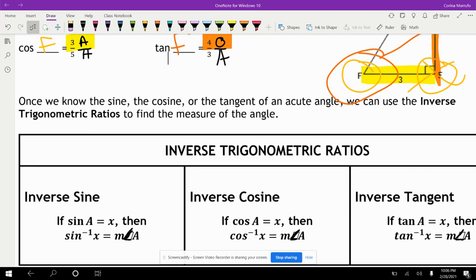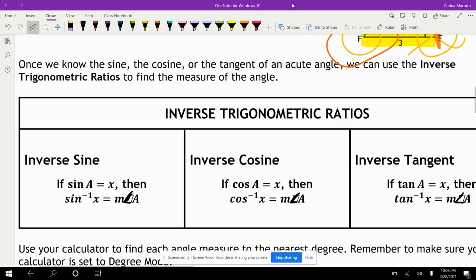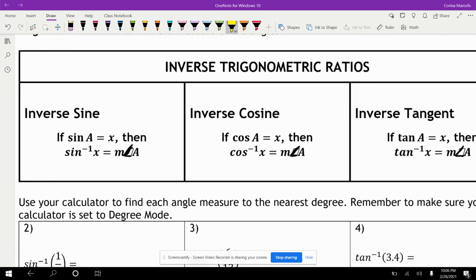Okay. So once we know the sine, cosine, and tangent of angles, we can use the inverse trigonometric ratios to find the measure of the angle. Your inverse trigonometric ratios are going to be sine to the power of -1 of x. But we don't say sine to the power of -1. We say sine inverse, or inverse sine. So inverse cosine is cosine to the power of -1. Inverse tangent is tangent to the power of -1.